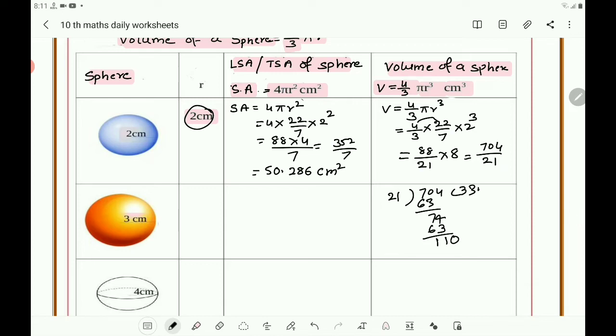Take 0 and put a point here. And you will get 5. 5 2s are 10. Here 5 is remaining. 5 0. So approximately you will get 33.52 cm cube. That is the approximate value of the volume of the sphere with radius 2 cm.